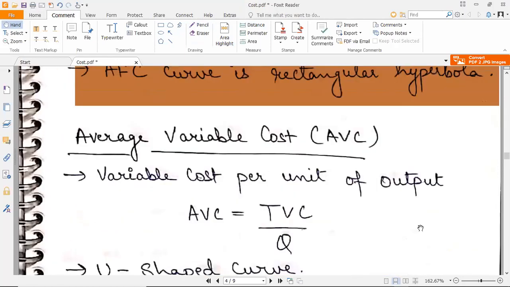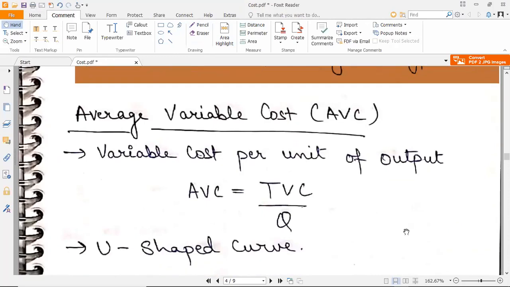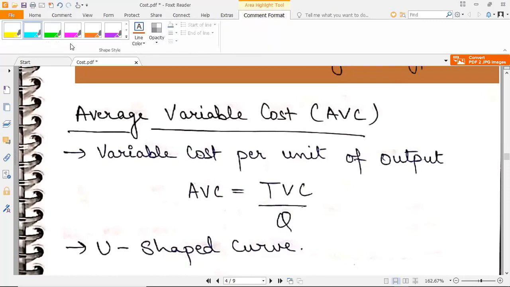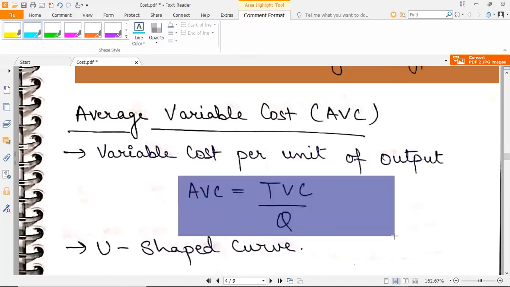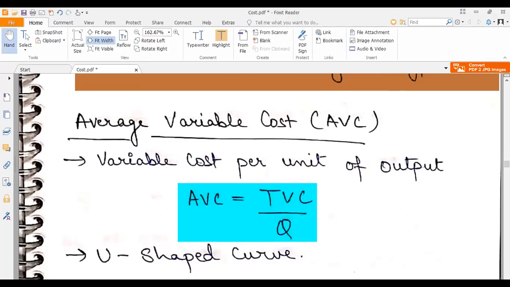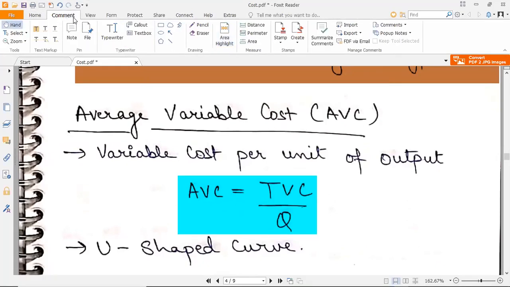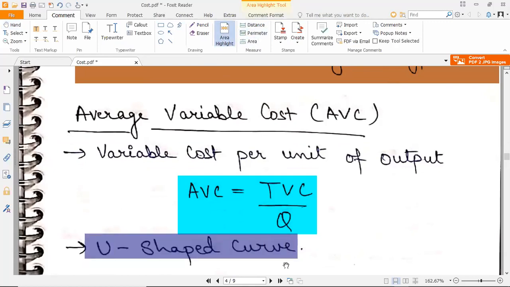So AVC, average variable cost. What is average variable cost? Average variable cost is nothing but total variable cost divided by total units produced. The shape of the average variable cost curve is U shape. The AVC curve is a U shaped curve.